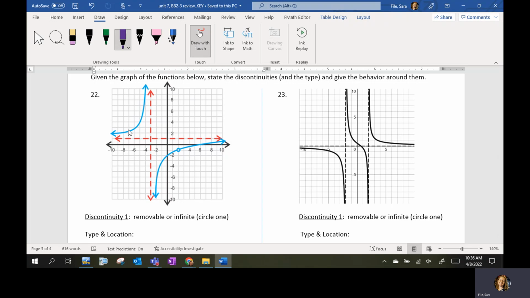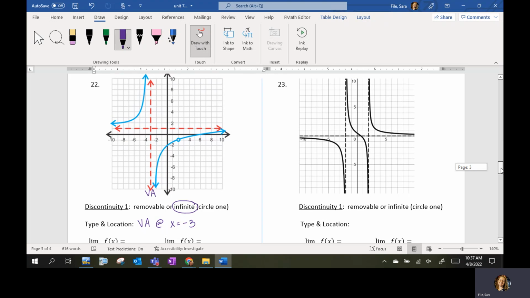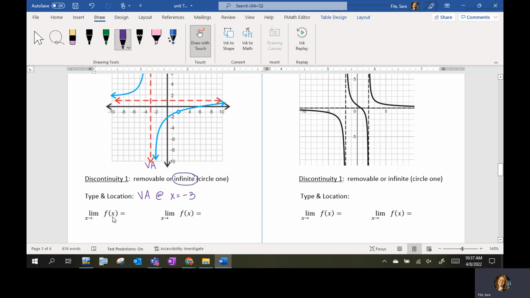I'm just going to go left to right on my graph. What's the first break in the domain? This vertical asymptote, right? That is an infinite discontinuity, correct? So it is a vertical asymptote at x equals -3. Now they want us to give the behavior around that asymptote. So I need to fill in the limit as x approaches -3 from the left, and then -3 from the right.